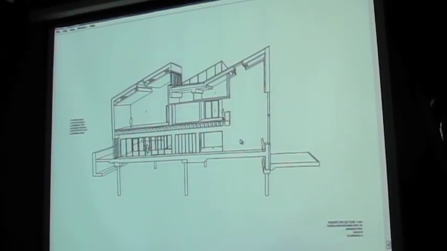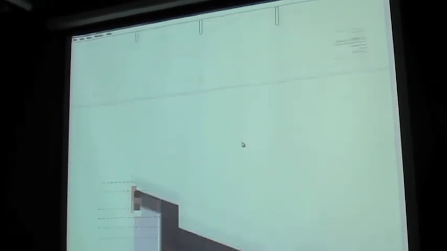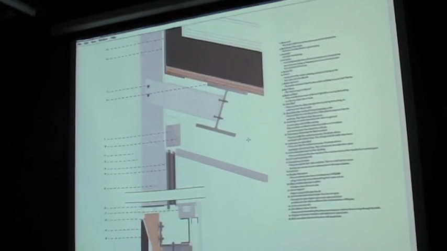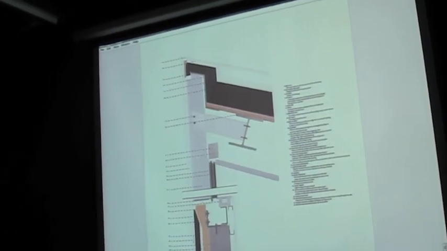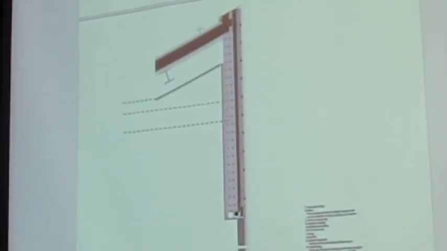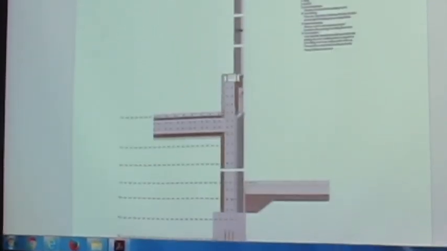So this is one for the 1 to 100 perspective section. This was a 1 to 5 detail, roof meets the wall, and a 1 to 20 of the whole side of it. So yeah, that was it.